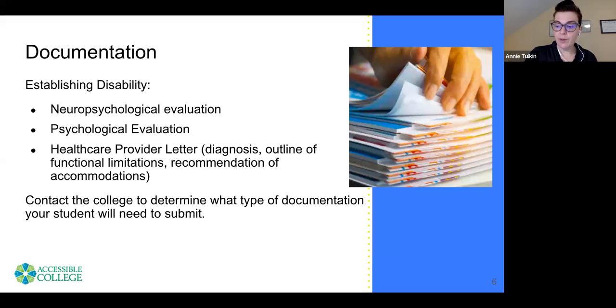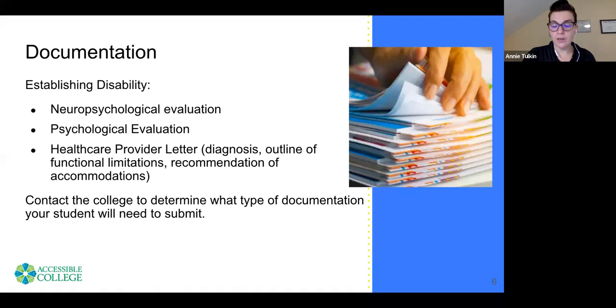For learning disabilities, for ADD, you'll likely need to provide the full neuropsych evaluation that's been completed in the last 3 to 5 years. And some schools have different rules around that, so you'll want to check with that disability support office. Most colleges do not accept an IEP as a primary form of documentation, but some do. So you'd want to check and see what that school requires.